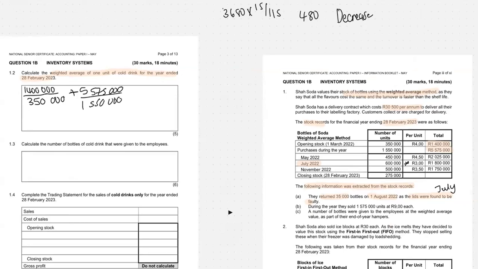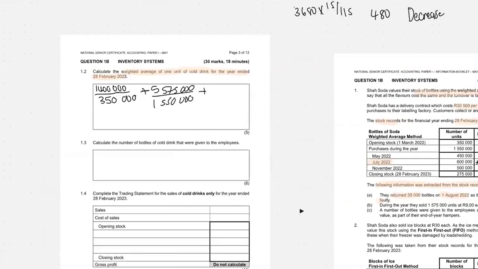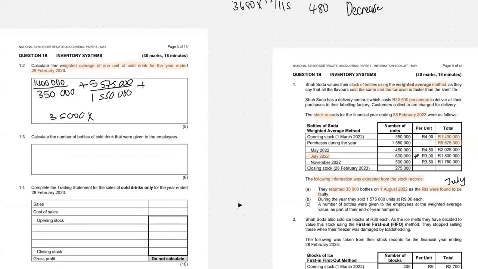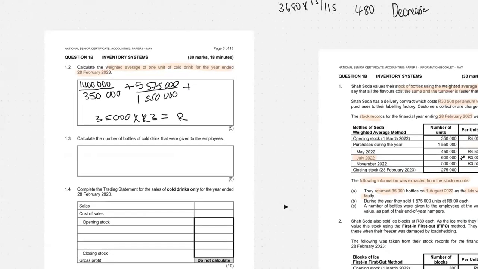Like I said, the returns were made in August. The purchases before that were made in July. So we need to calculate the value of the returned bottles. We take 35,000 bottles and multiply that by the unit cost from July's purchases, which is 3 rand, and that will give you 105,000, which is our returns from August.